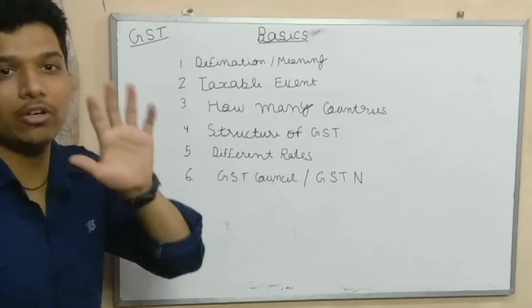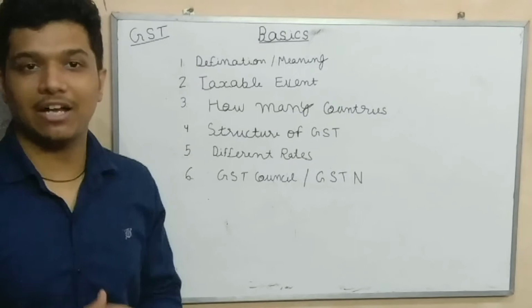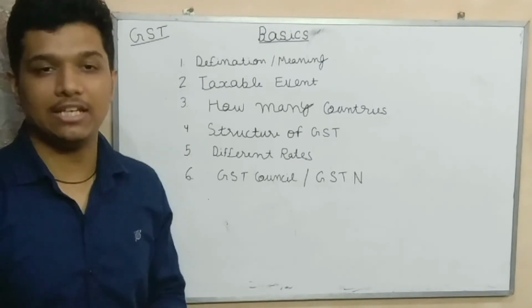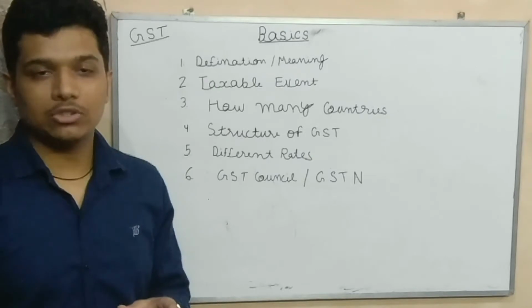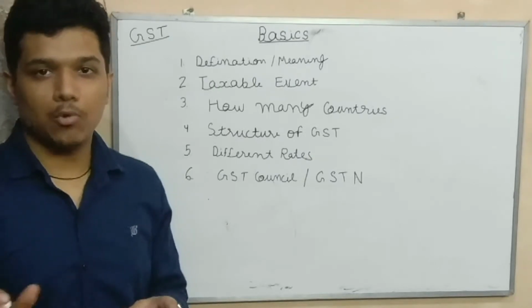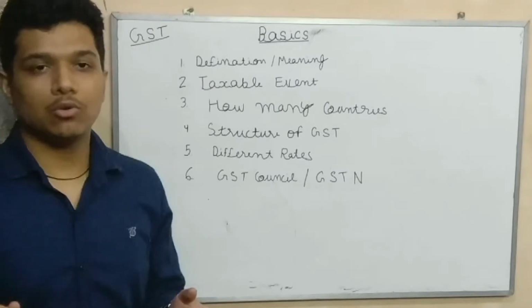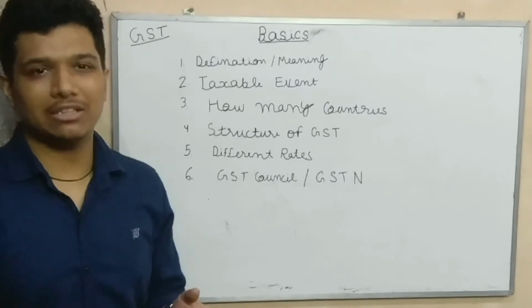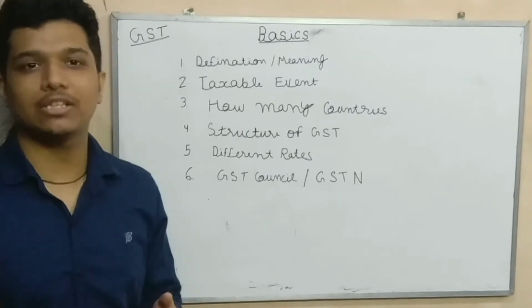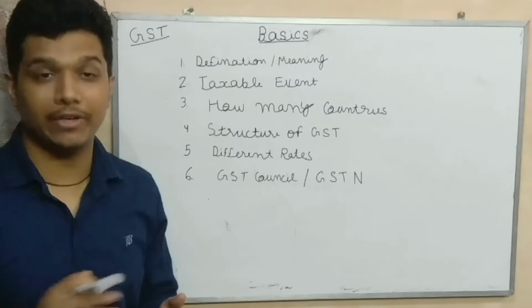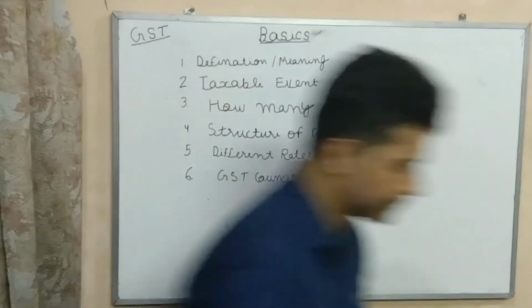Different rates. GST has 5 different rates. First one is 0%, second is 5%, third is 12%, fourth is 18%, and fifth is 28%. Most of the essential goods are in the category of 0%. Most of the commonly used goods are in the category of 5%, and most of the other goods are in the slab rate of 12 to 18%, and luxurious items are in the slab rate of 28%.